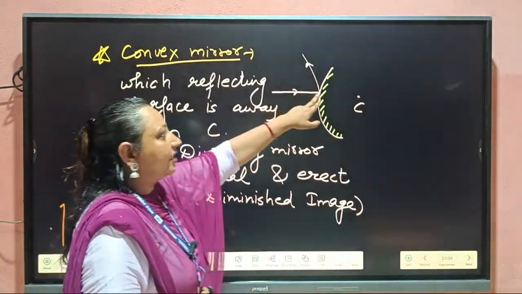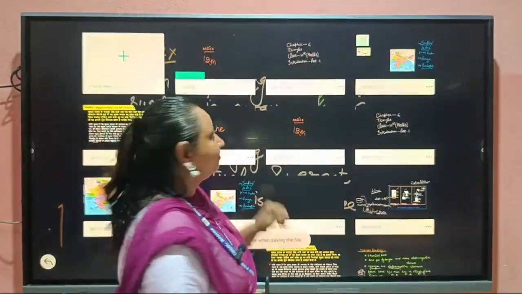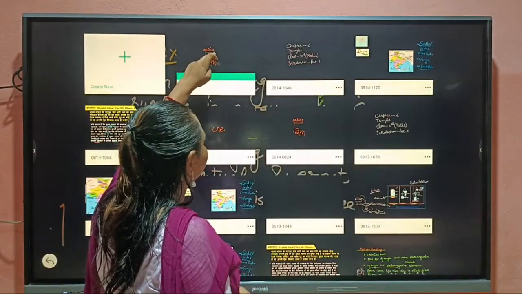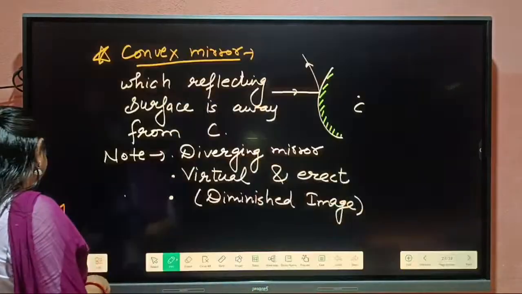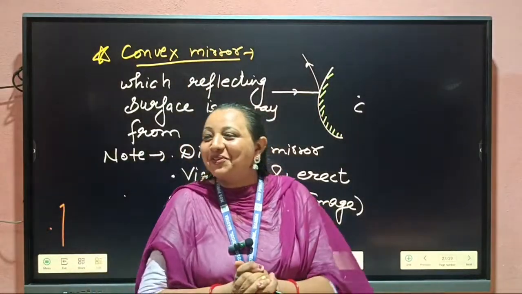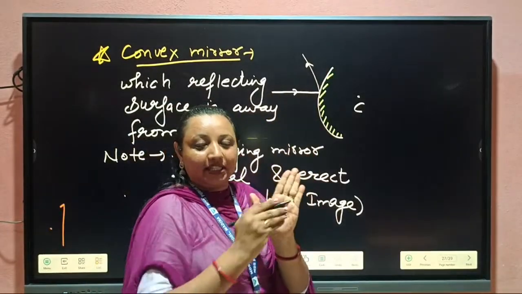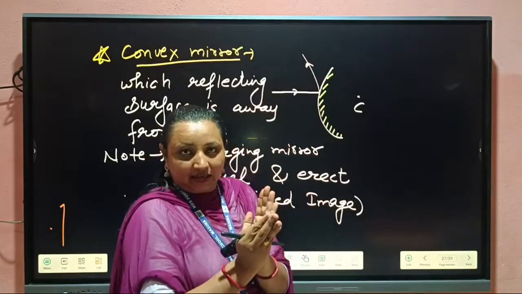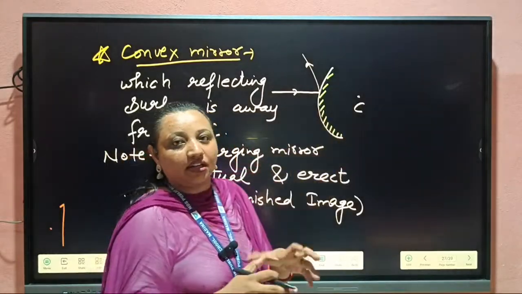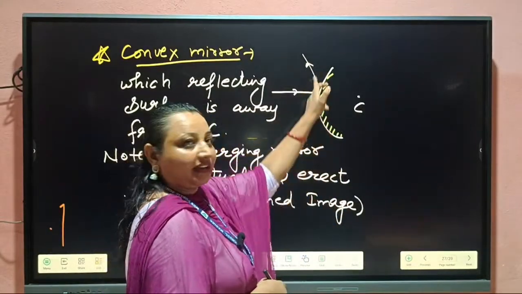Convex mirror whose reflecting part is away, it is a convex mirror whose reflecting part is away from the mirror. It is coated with a silver coating from the inner side. Concave from the outer side it is polished or coated, and convex mirror is coated from the inner side. Reflecting part is outer side. This is the reflecting part, right?